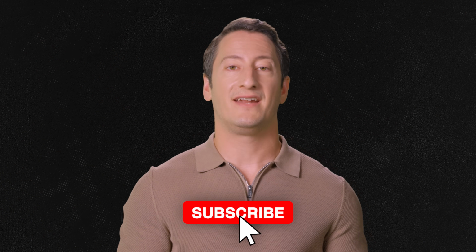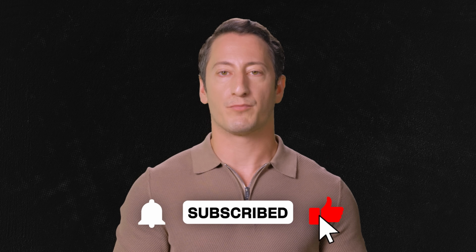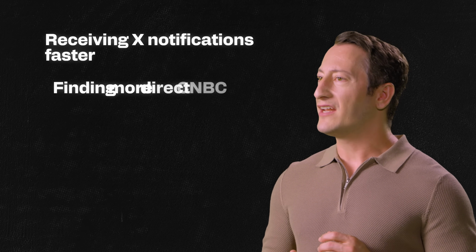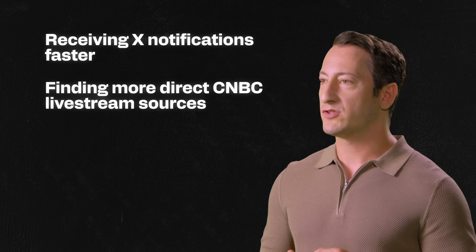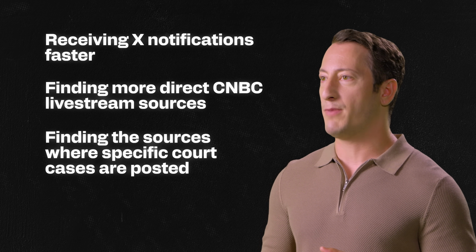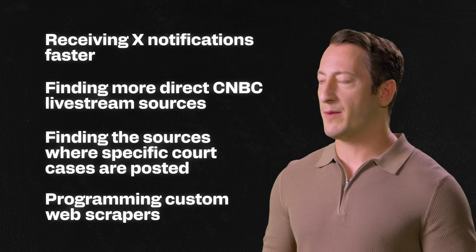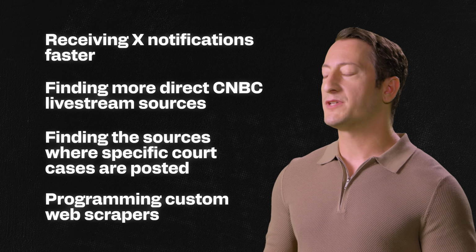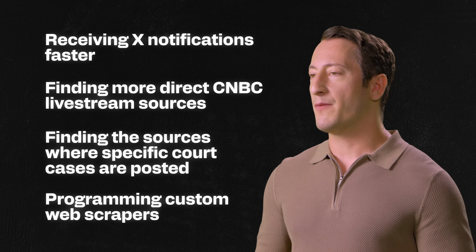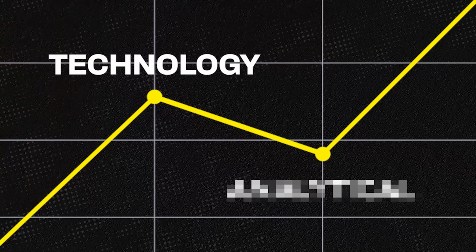Don't be discouraged if you don't have access to trading technology that professional firms use. There are many different ways I used to tinker with improving speed that had nothing to do with the trading technology I was using. Receiving tweet notifications faster, trying to find a more direct live stream source for CNBC, or even finding the source where specific court cases are posted, programming custom web scrapers, and more are all examples of how traders can develop technological edges. You just have to think outside the box of what you're limited to.